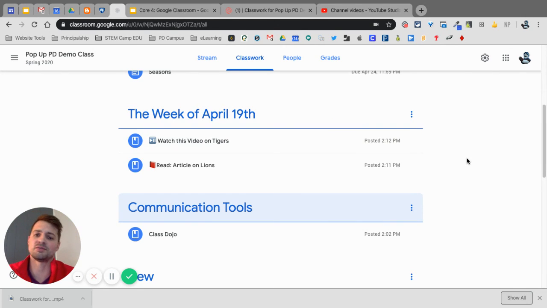Plus, it gives parents and families a great overview of what they're going to do during the week and what their child's obligations are. So I hope that helps. I hope it makes sense.